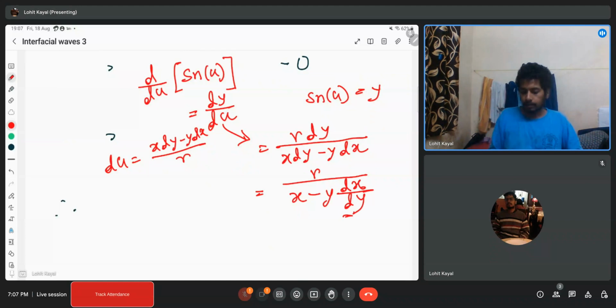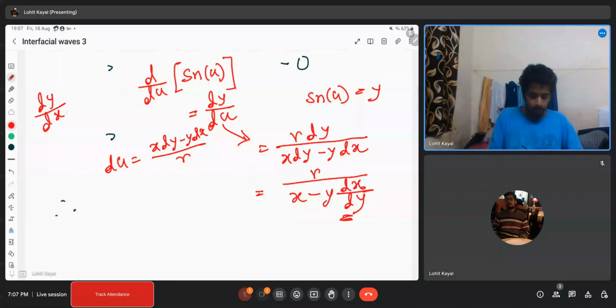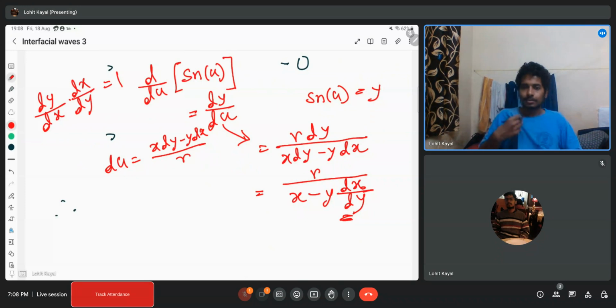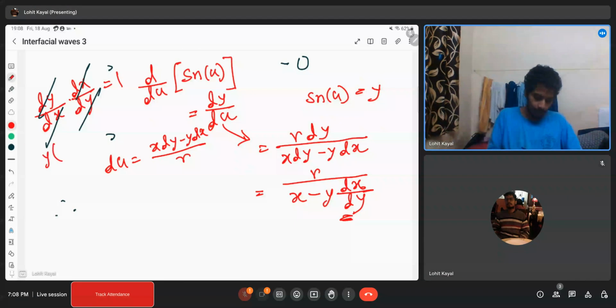Why can we write it? We can write it because dy by dx into dx by dy equal to 1. Now this is not the simple division, this is not like simply cancelling dx and dy. No, this is true when y of x is an invertible function.